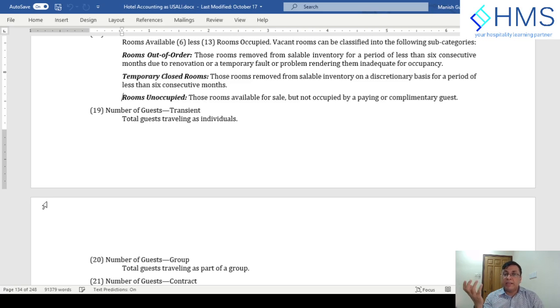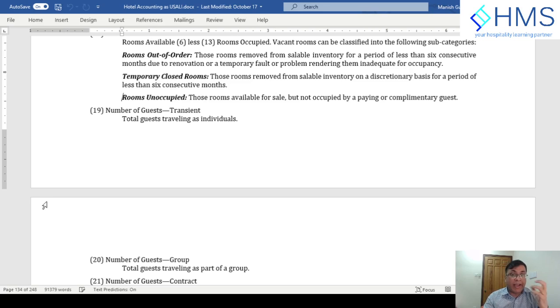And then the last is the not occupied. These are normally just not occupied. They are available for sale, but they are not occupied. So that is the major definitions for rooms. The next we'll be discussing is the guest.